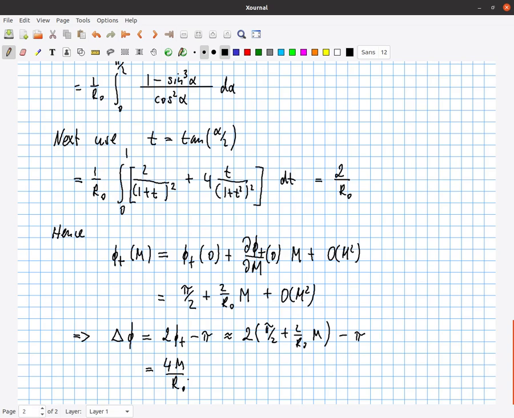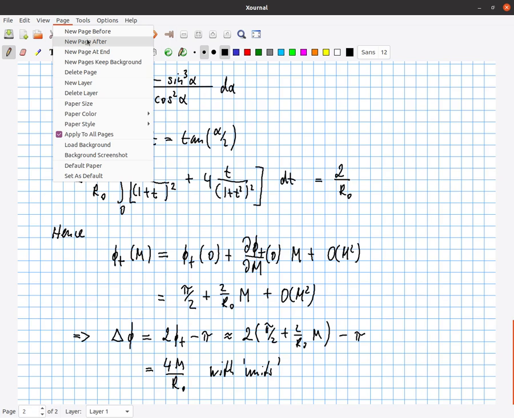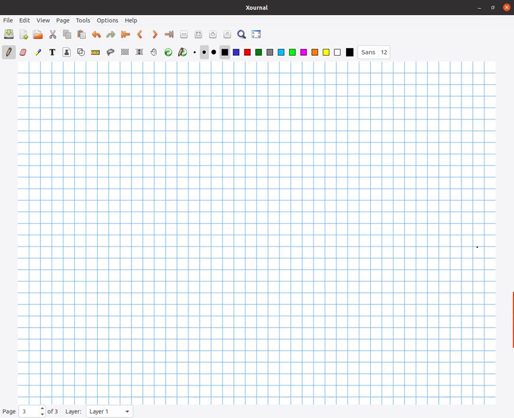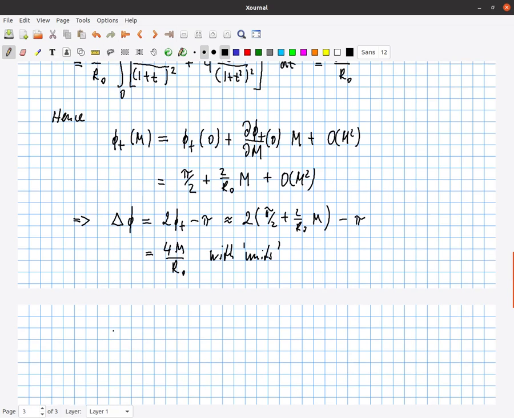Or in physical units. I'm just saying with units, but what I mean by this is I'm writing it in such a way that all the units are the canonical units of the object. In which case we get 4GM over c squared r0, which is, if you look at this, very similar to the object that actually appears in the Schwarzschild solution. In the Schwarzschild solution in physical units, we get 2GM over c squared r0.